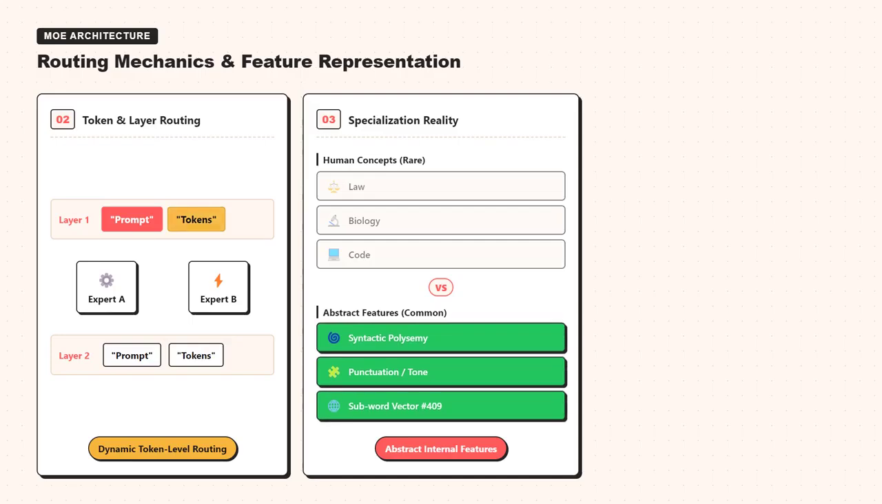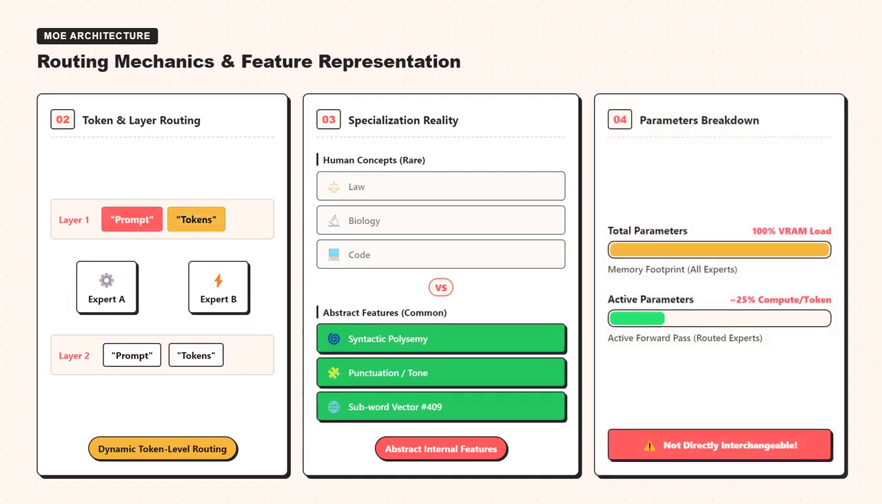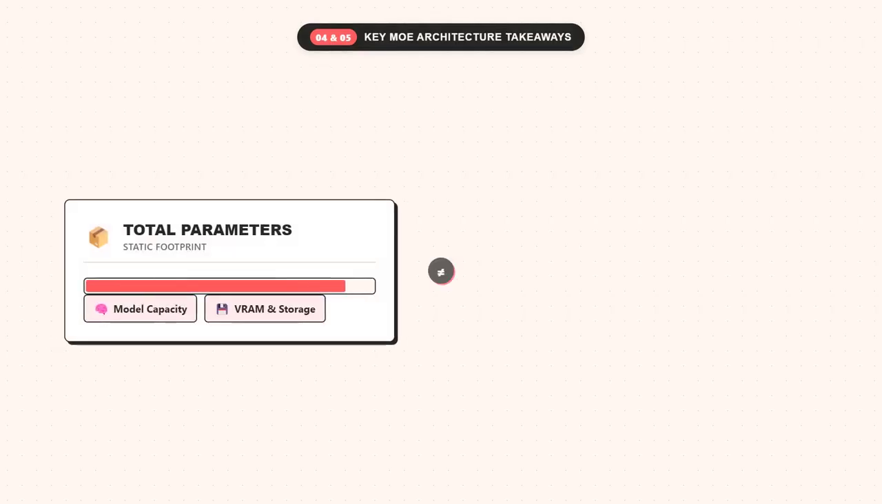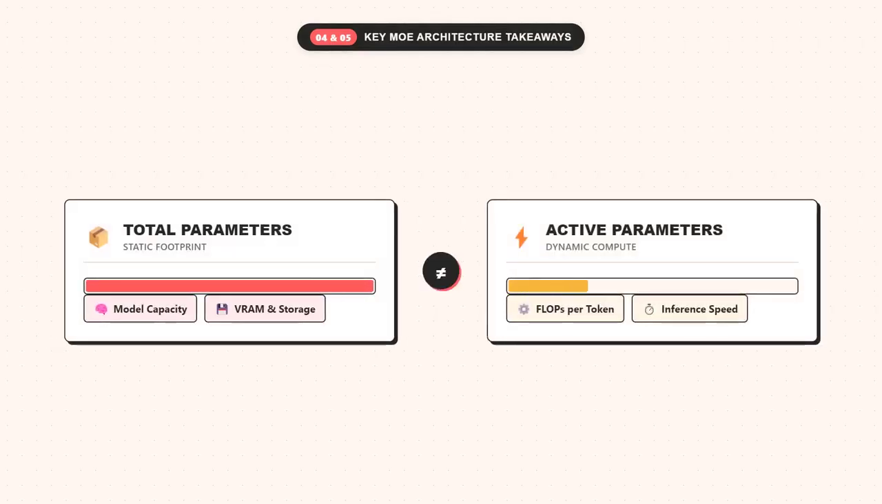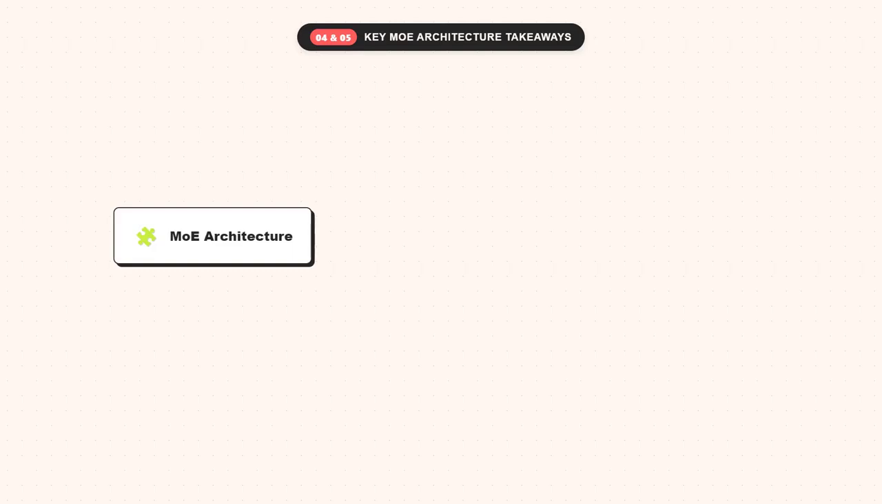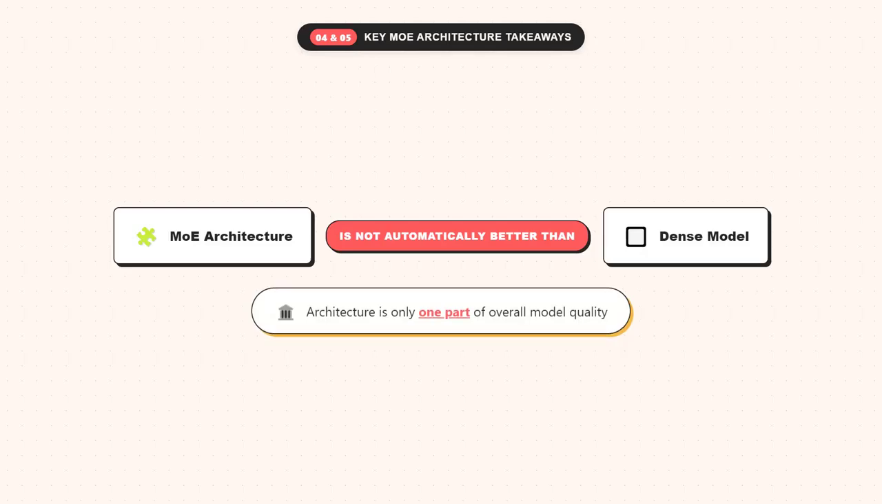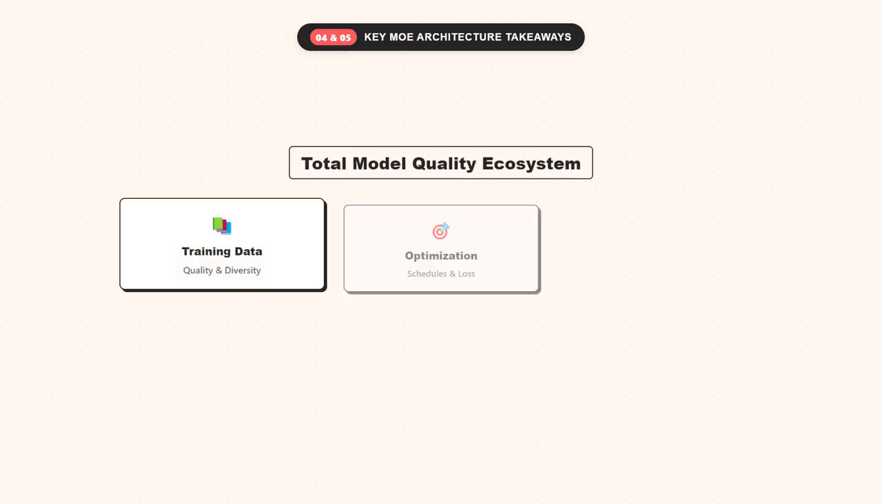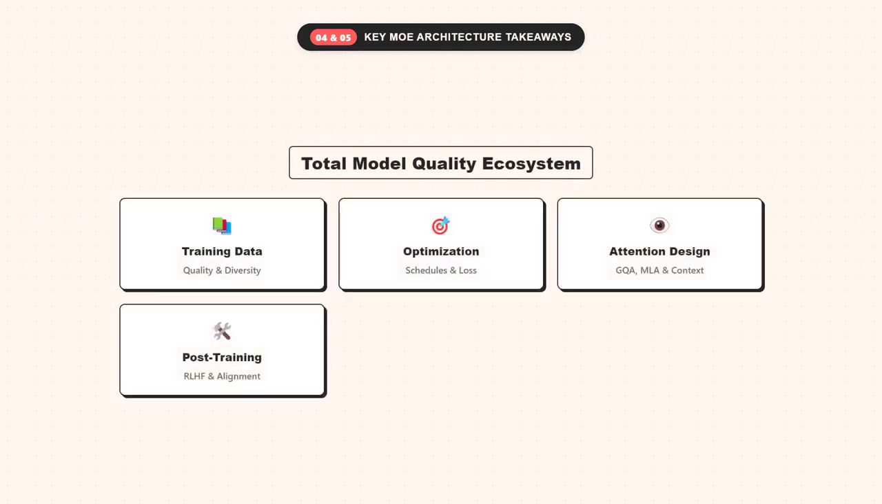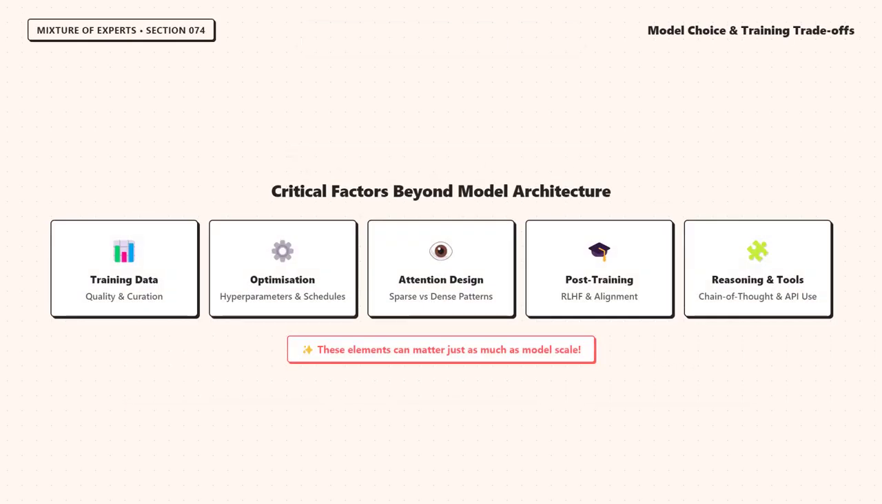Third, experts are not guaranteed to correspond to recognizable human subjects. Some may show understandable specialization, but others learn abstract internal features. Fourth, total parameters and active parameters are not interchangeable. Total parameters affect model capacity and storage. Active parameters more directly affect computation per token. And fifth, an MoE model is not automatically better than a dense model. Architecture is only one part of model quality. Training data, optimization, attention design, post-training, reasoning methods, and tool use can matter just as much.